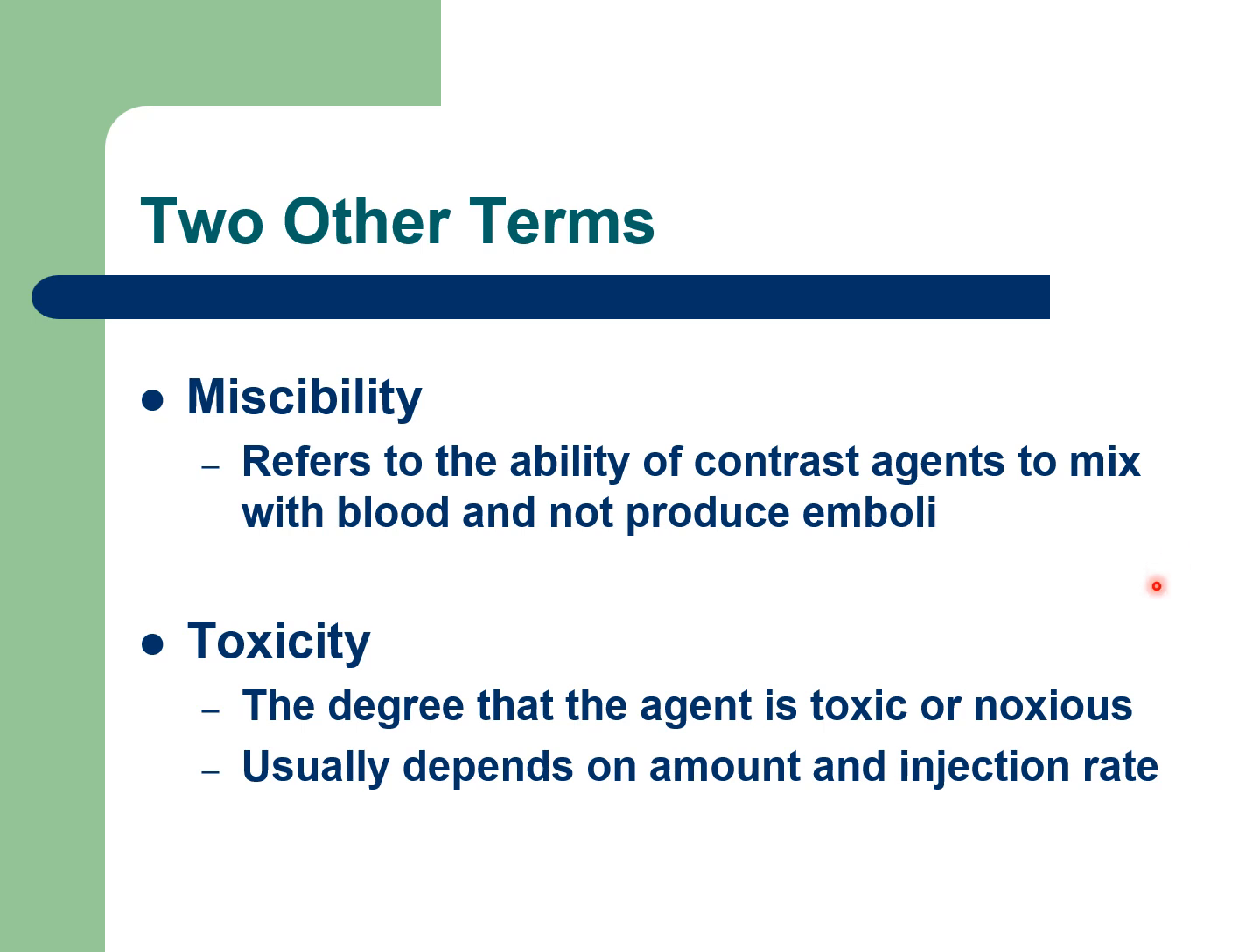Two other terms we might talk about are miscibility and toxicity. Miscibility refers to the ability of the contrast to mix with blood and other products and not produce an embolus, or not interact and cause problems. So it's how well it plays with others. Toxicity just says how poisonous it is. Our contrast agents have a low toxicity, but we do know that they have a toxicity. In larger amounts they can cause problems. They can become poisonous or toxic.